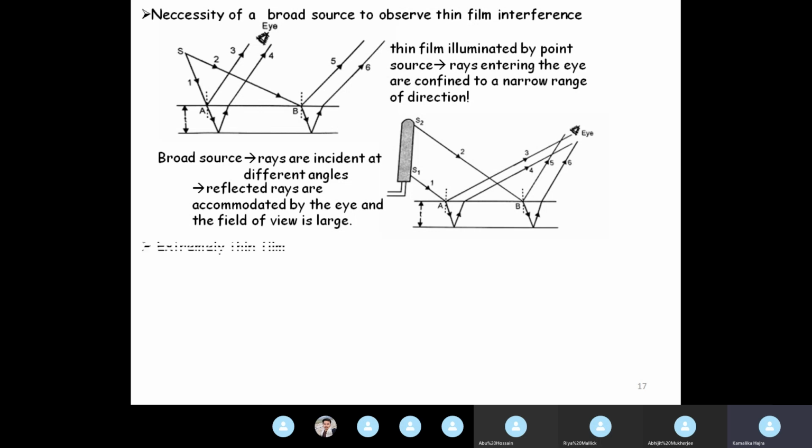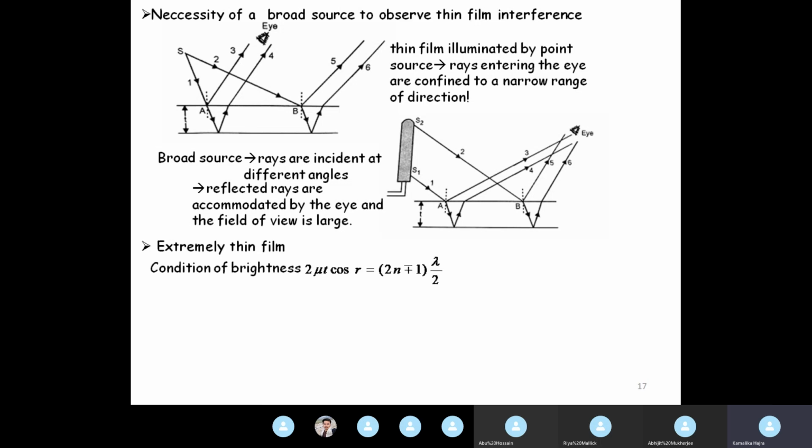All right. Okay. And finally, the final point of discussion regarding the thin film is what will happen if the film is extremely thin. We are talking of thin film, but how thin? We saw that nothing will happen in a thick film. We saw things will happen in a thin film, but how thin? What will happen if the film is extremely thin?